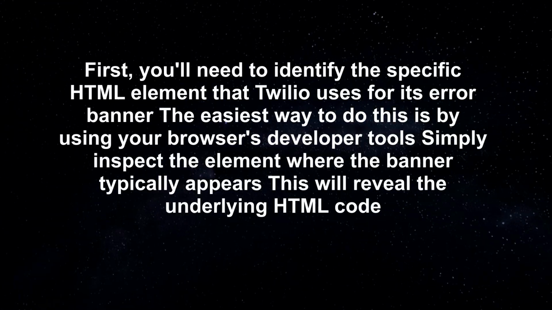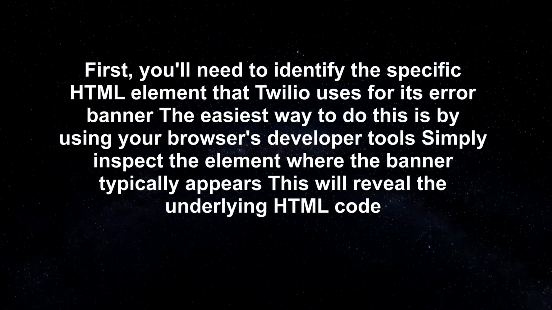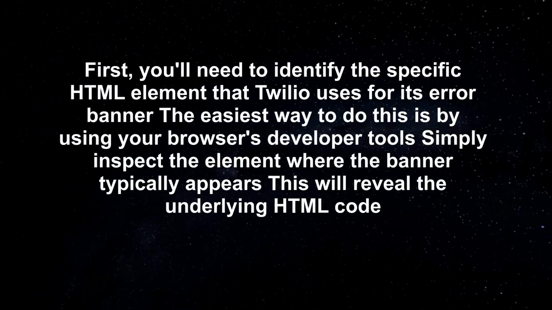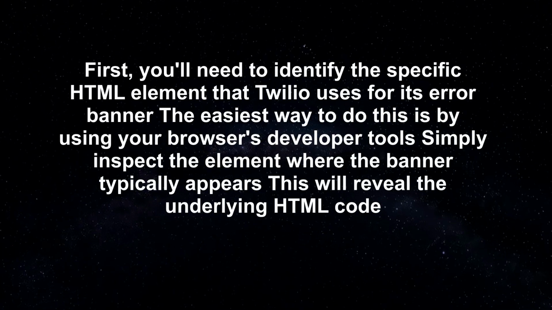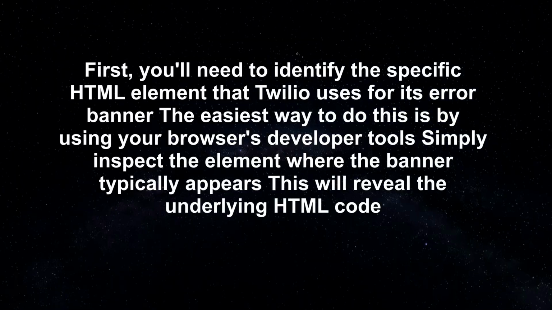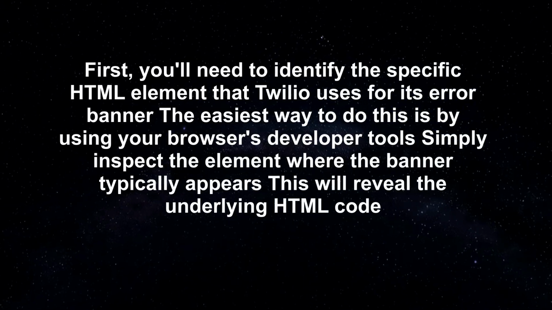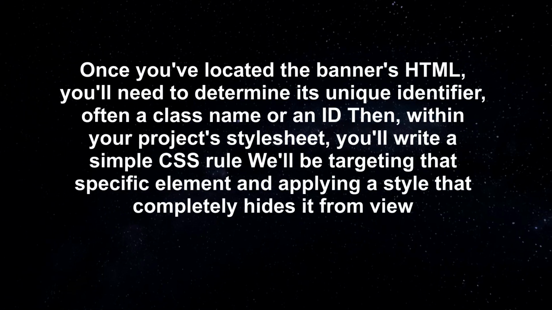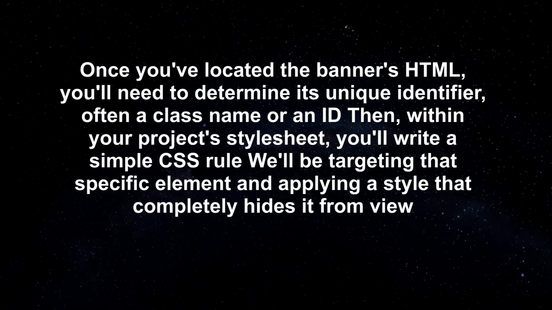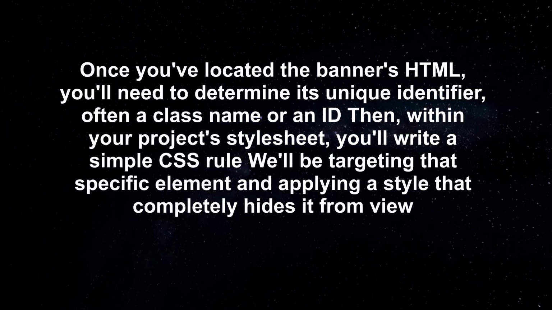First, you'll need to identify the specific HTML element that Twilio uses for its error banner. The easiest way to do this is by using your browser's developer tools. Simply inspect the element where the banner typically appears. This will reveal the underlying HTML code. Once you've located the banner's HTML, you'll need to determine its unique identifier, often a class name or an ID.